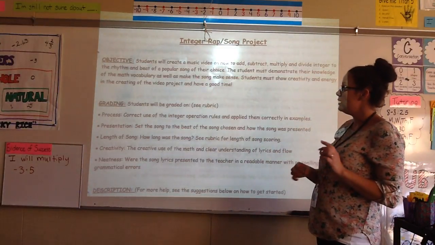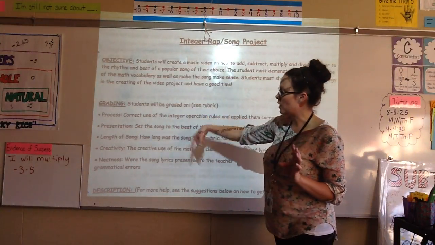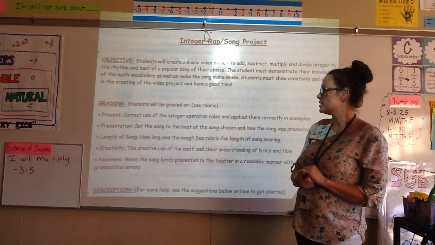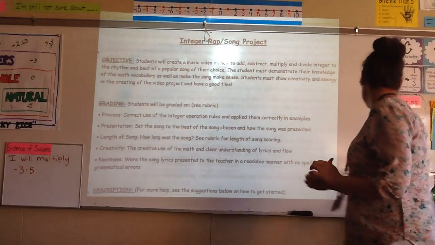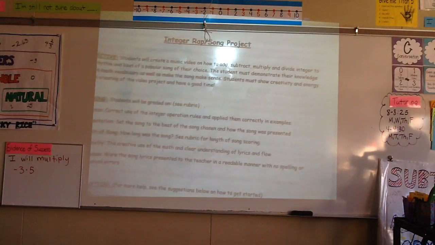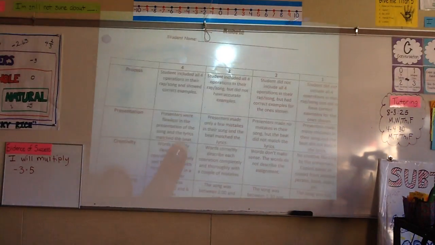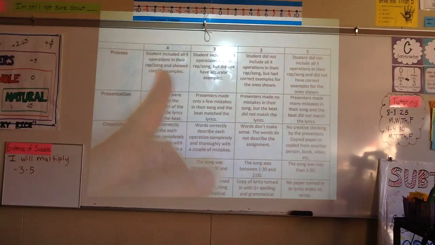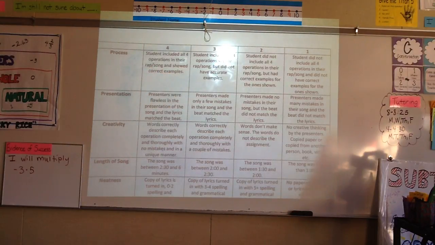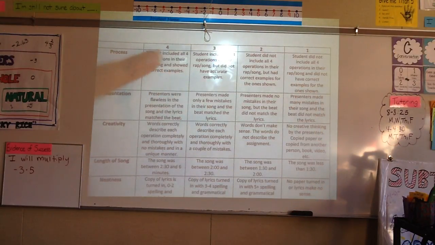As far as grading, you're going to be graded on the following things: process, presentation, the length of your song, creativity, and neatness. And if you go to your rubric, which is back here, or it's on the second page, under process, you're trying to gain as many points as you can. So 4 obviously would be the best, 1 would be the worst. So you want to try and be 4s in all these categories.